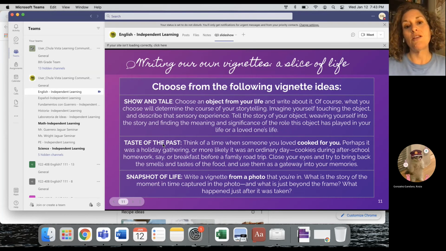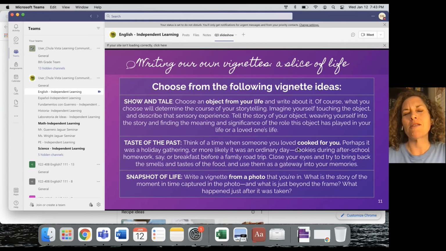So then the next option is taste of the past. And that's going to be about food. It could be, like this says here, think of a time when someone you loved cooked for you. It could be interesting too. Maybe you have a taste in your mind of something that you cooked for the first time. Like I can remember I was in about 5th or 6th grade. The first time I remember making dinner for my family all on my own was spaghetti, right? And I made menus, even though the only thing on the menu was spaghetti, but right. So that could be a taste of the past.